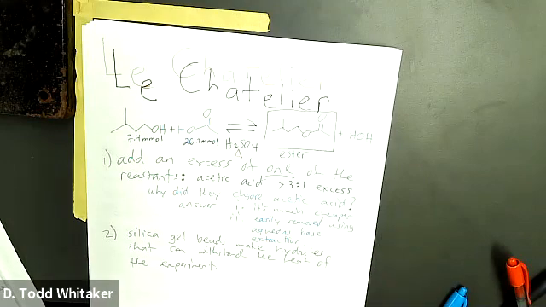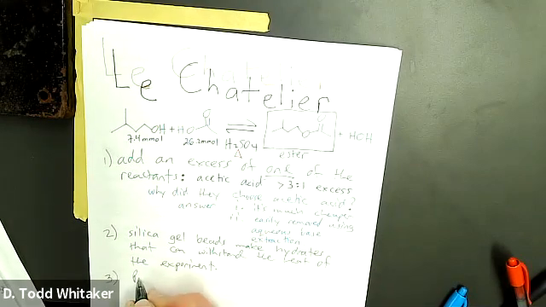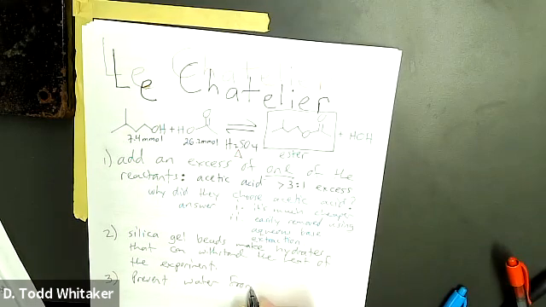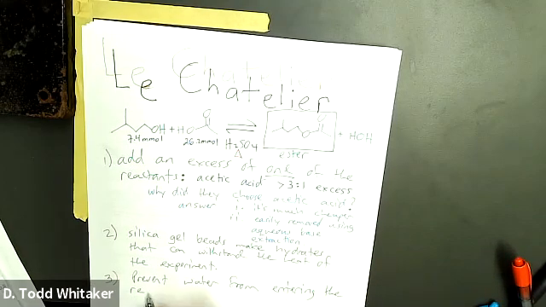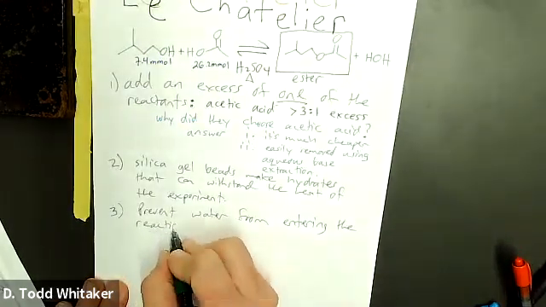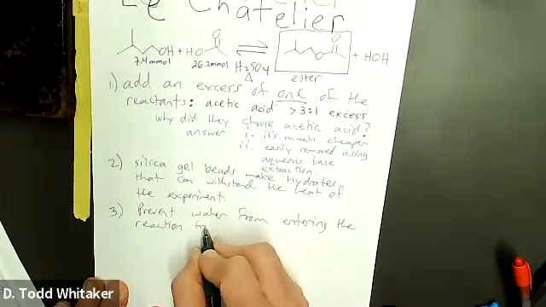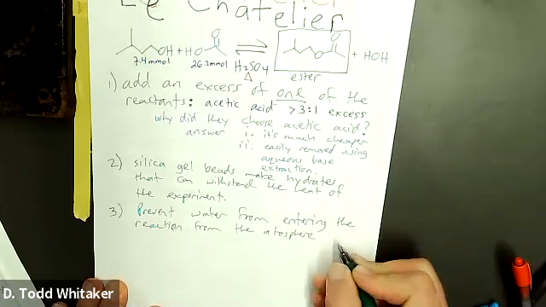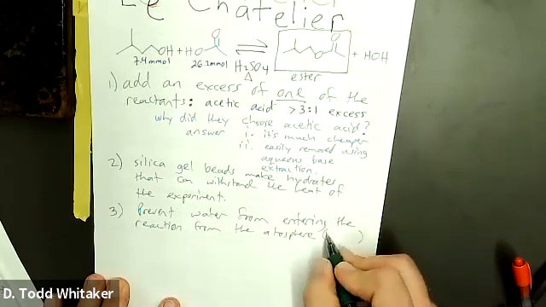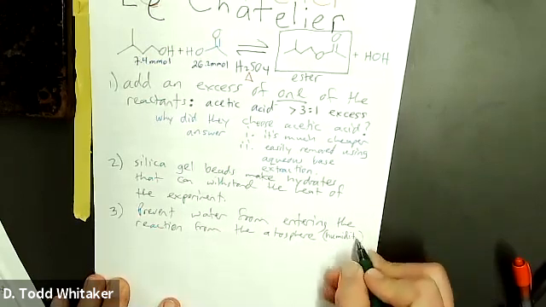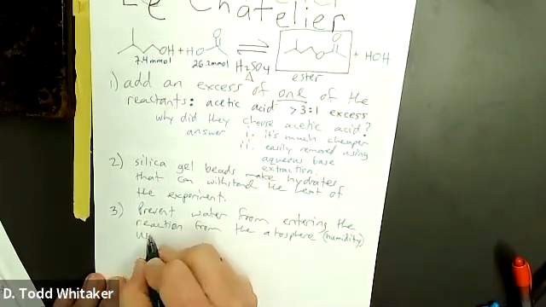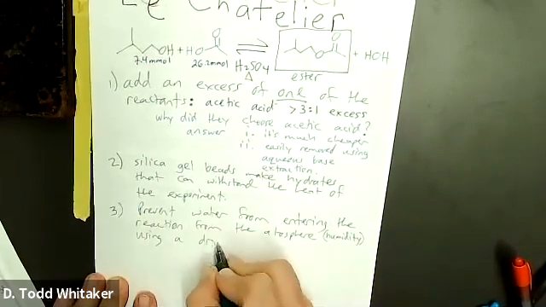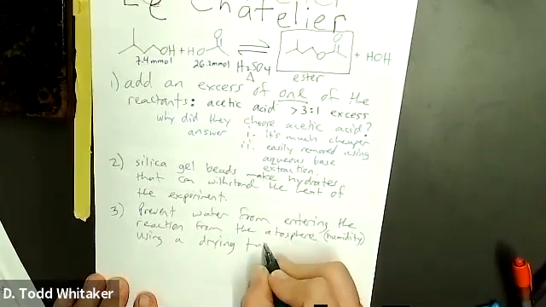And then a 3 is a prevention. Prevent water from entering the reaction from the atmosphere. Oh, by the way, water in the atmosphere, most of us know that's called humidity, using a drying tube.